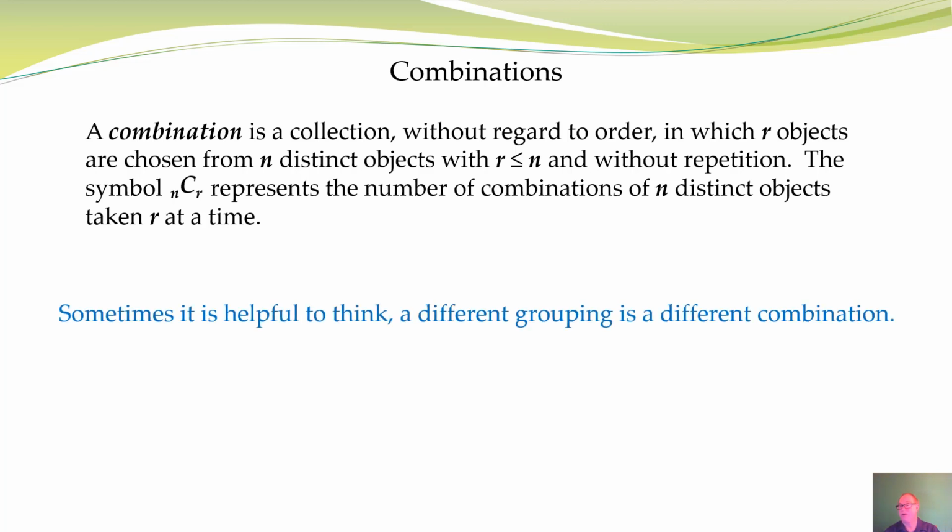Sometimes it's helpful to think a different grouping is a different combination. Now, in this case, ABC would be the same group as CBA. In other words, even though the order is different, you still have the same group. Okay? So this is the difference between combination and permutation. A different order gives you a different permutation. A different order does not give you a different combination.